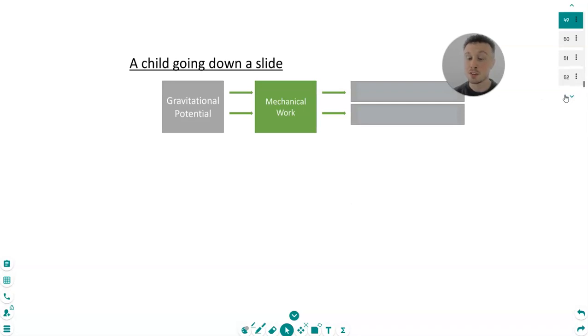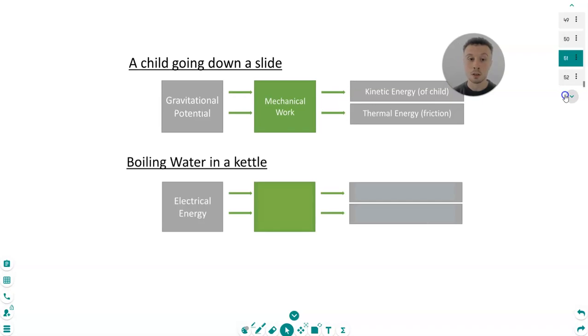Exactly, there's movement, so we're looking at mechanical work. Now, it's kinetic energy because the child's moving, but we also have thermal energy from the friction of the clothes and the slide. So if you feel the slide afterwards, it's going to be a bit warm. Again, this is this conservation of energy. We cannot destroy energy, it's just being transferred elsewhere.